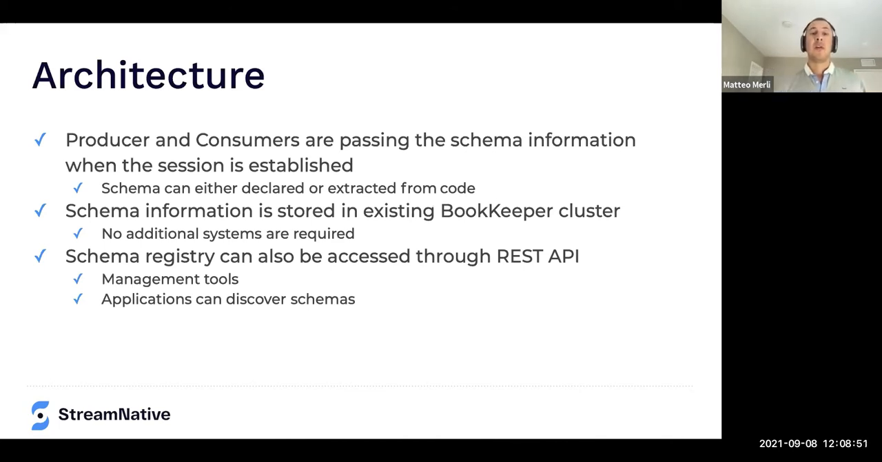You can use this REST API as a management tool. You can check the schema, retrieve the schema of a topic, update the schema, force an update of the schema, or delete it, all these management operations. But it can also be used by third-party applications so that they can integrate with the Pulsar Schema Registry and automatically discover the schemas for the topics. So it can also serve as the backend for more general schema application usages.